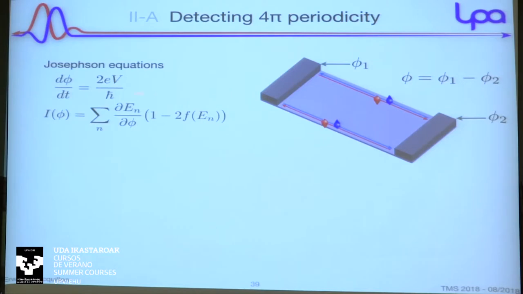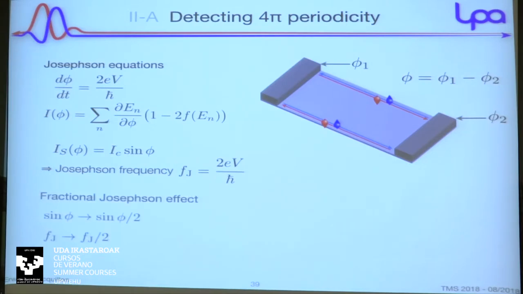There's a direct link between the Andreev bound states here, the energy states E_n, and the supercurrent. It can be written this way, where here you have the derivative dE_n/d phi times a population factor 1 minus 2f. And naturally, in the case of a tunnel junction, for example, you recover the first Josephson equations, where I have highlighted this natural frequency scale, which is the Josephson frequency proportional to the voltage.